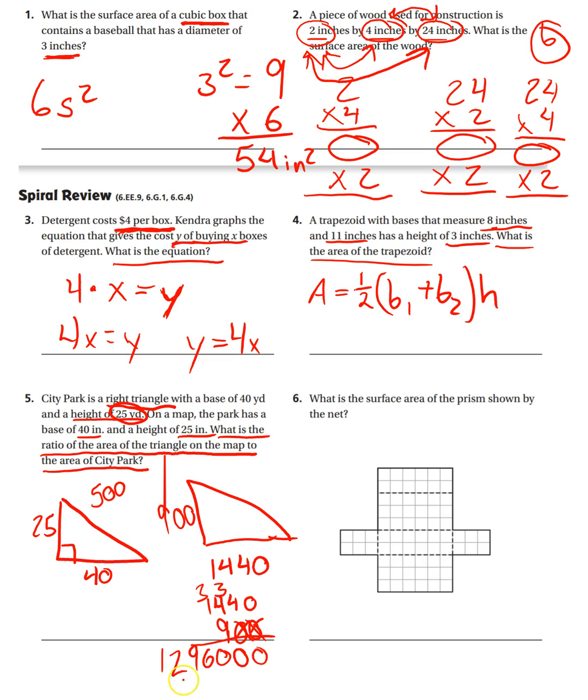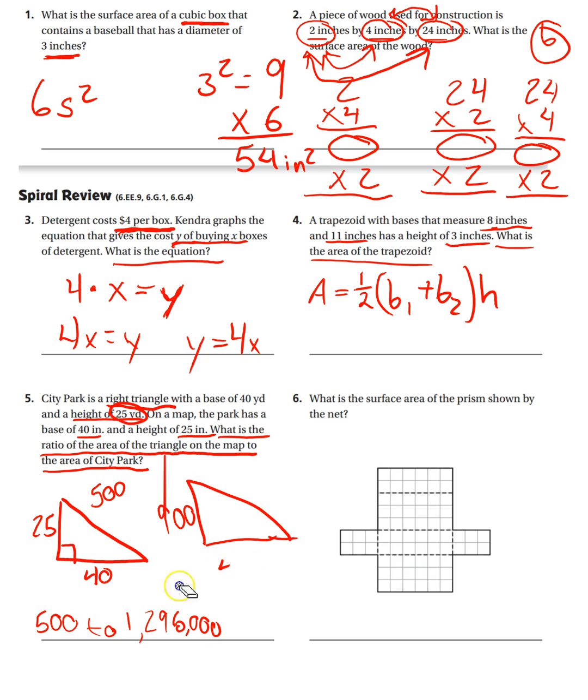Okay, so we have 500 to 1,296,000. Gotta get rid of some of these numbers, give myself room. You never need to erase though. And this was a difficult problem. I can divide both sides by 500 to give me 1 over here.